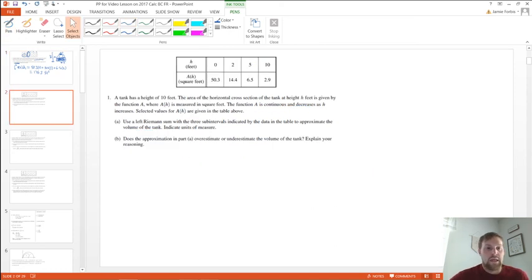All right, B. B says, does the approximation in part A, that approximation of the volume, is it an overestimate or an underestimate of the volume of the tank, and explain your reasoning. We know what Riemann sum left and right does with increasing and decreasing functions. We've talked about that combination numerous times, right? This function is ultimately decreasing, right?